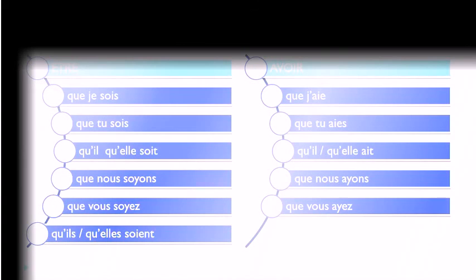So I repeat: que je sois, que tu sois, qu'il soit, qu'elle soit, que nous soyons, que vous soyez, qu'ils soient, qu'elles soient. And last but not least, avoir, to have: que j'aie, que tu aies, qu'il ait, qu'elle ait, que nous ayons, que vous ayez, qu'ils aient, qu'elles aient. All right, same thing here: aies and ait, phonetically the same, but try to remember how to write them. And then ayons, ayez. So let's read them one more time: que j'aie, que tu aies, qu'il ait, qu'elle ait, que nous ayons, que vous ayez, qu'ils aient, qu'elles aient.